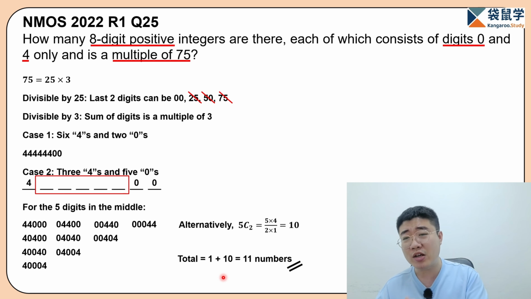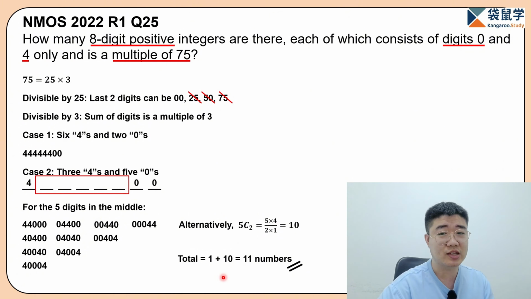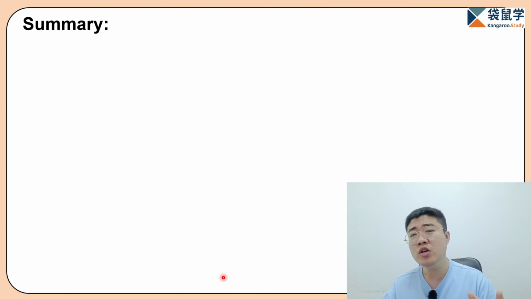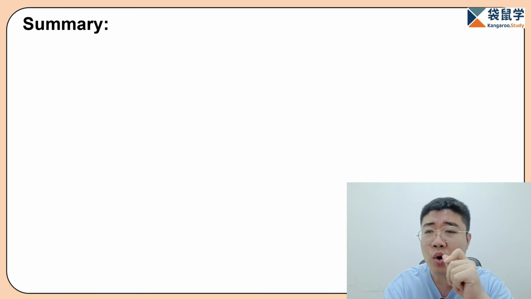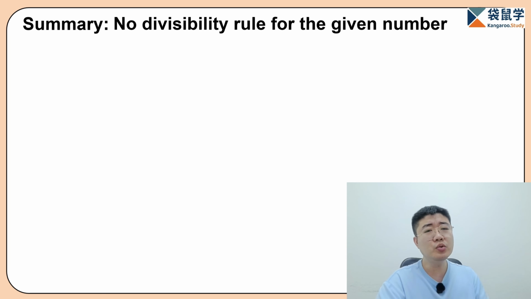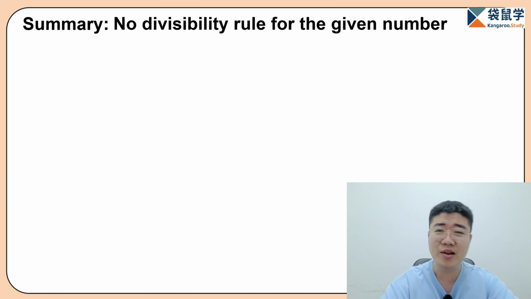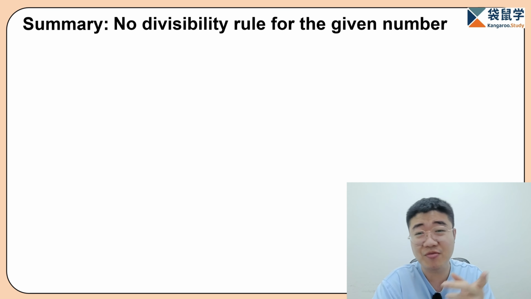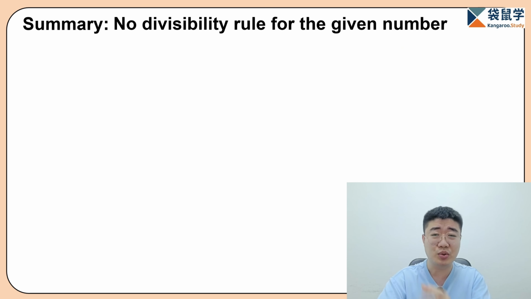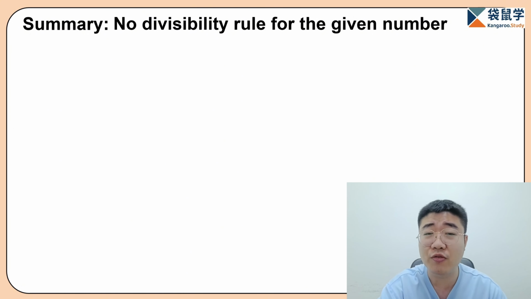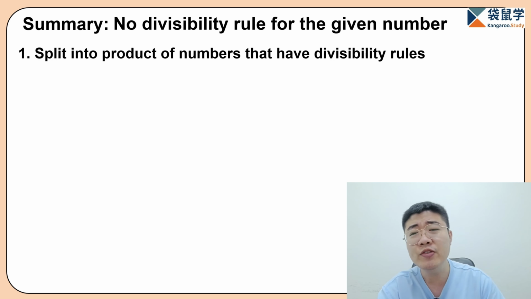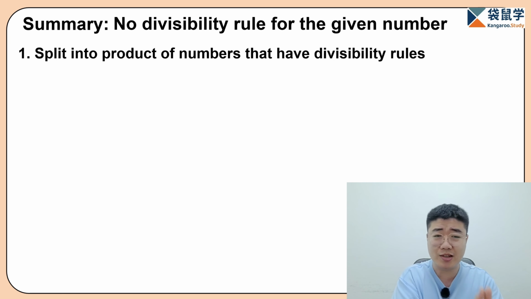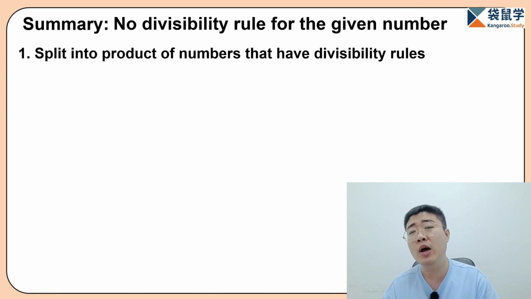So now that we are clear about the question, let's do a quick summary here. In this question, what we can notice is that we are given a number that we do not know the divisibility rule for. So if this is the case, what should we do, everyone? Just like what we did here, the number 75, we split it into 25 times 3. So we can split it into the product of 2 numbers that we already know the divisibility rules for. And after that, we just have to check the 2 divisibility rules one by one to make sure it satisfies both.